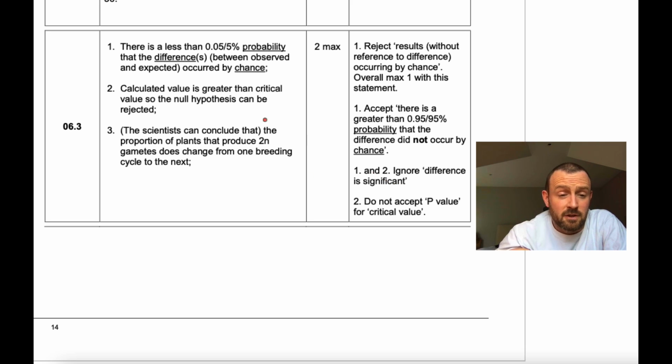Oh, "difference is significant" is not accepted. Okay, I stand corrected. Other examples like that. So what does AQA want? AQA wants you to say that you reject the null hypothesis. So okay, let me learn this, let you learn this.